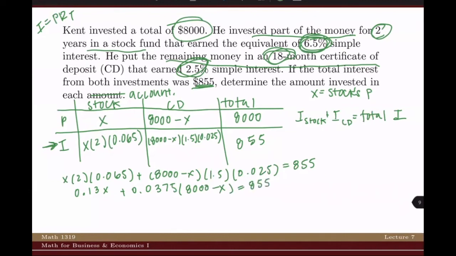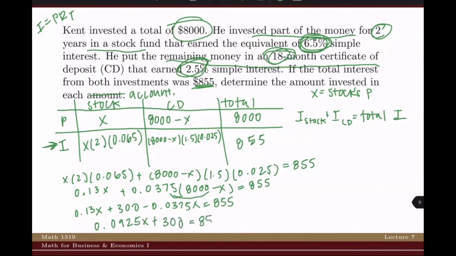Next, we'll distribute this ugly decimal. So we get 0.13x plus 300 minus 0.0375x equals 855. Next, we'll combine the like terms, which are the x's. So you get 0.0925x plus 300 equals 855. The theme today is me running out of room to finish these problems.